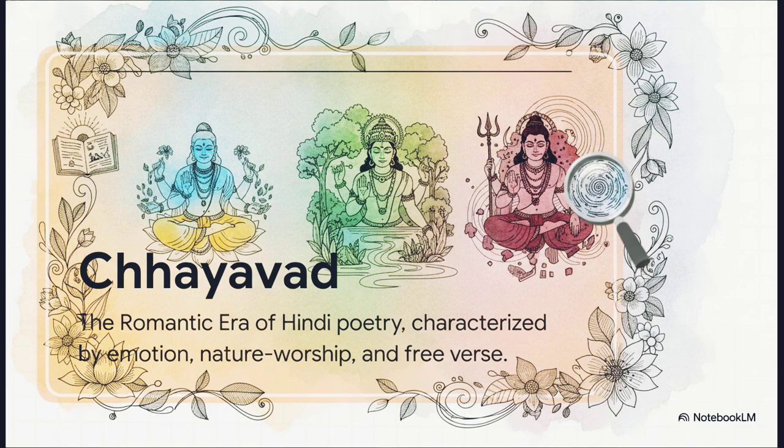Scholars categorize its diverse giants using this brilliant metaphor of the Hindu Trinity. Jaya Shankar Prasad is Brahma, the creator who seeded the movement. Sumitranandan Pant is Vishnu, the preserver who nurtured it with his beautiful nature poetry, and Suryakant Tripathi Nirala is Mahesh, the destroyer, who fiercely broke all the traditional rules of poetic meter to introduce free verse.